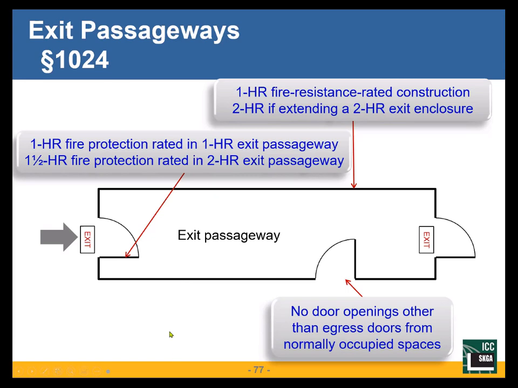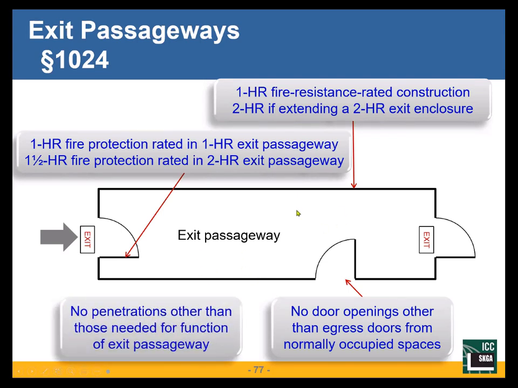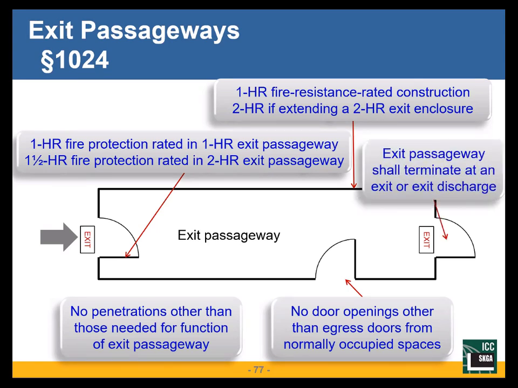I can't have the bathroom, the mechanical room, I can't have the drinking fountain, because nothing comes in this exit passageway that doesn't have to be there for it to function as an exit passageway. So that limits me to things like sprinkler piping, standpipe piping, electrical for lighting, HVAC. Nothing penetrates that protected pathway unless it has to be in there. Terminates at an exit.